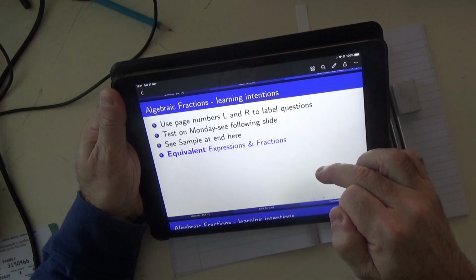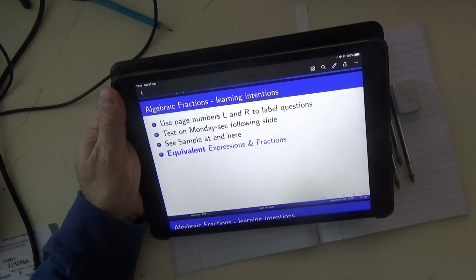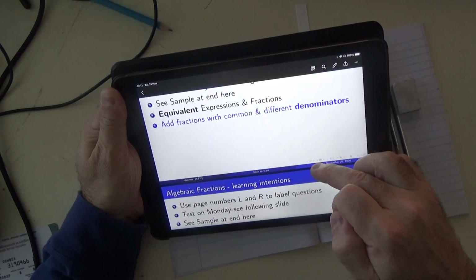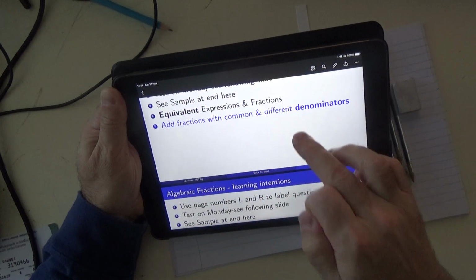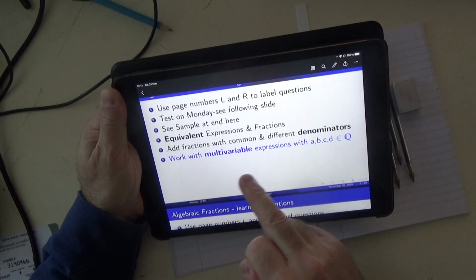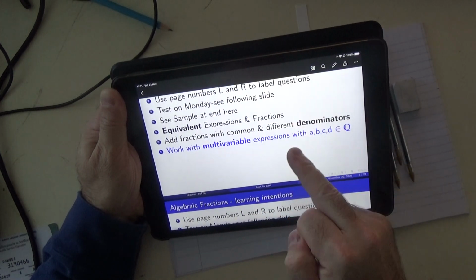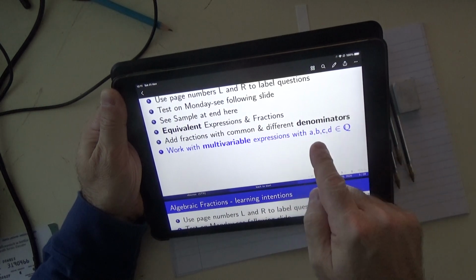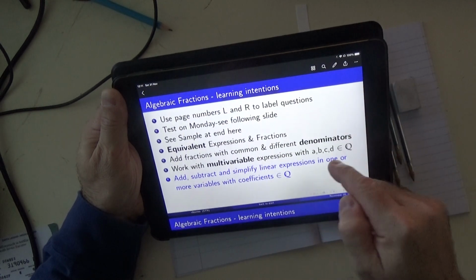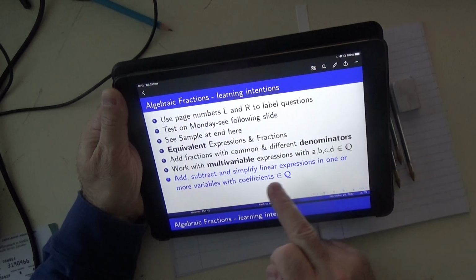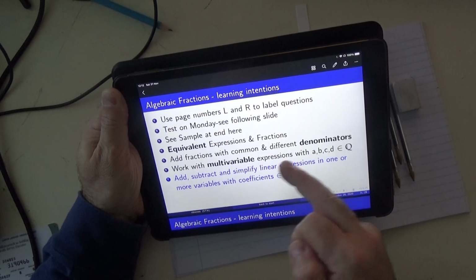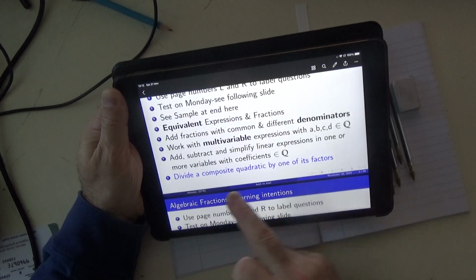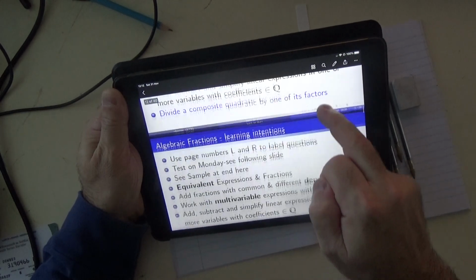But you need to understand what equivalent expressions and equivalent fractions are, and how to add fractions with common and different denominators. Work with multivariate expressions. We were doing this, working with adding expressions together. Add, subtract, and simplify linear expressions. We were doing this on Friday. We haven't done that yet.